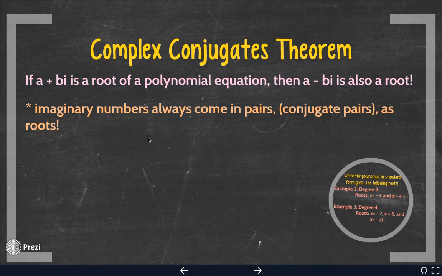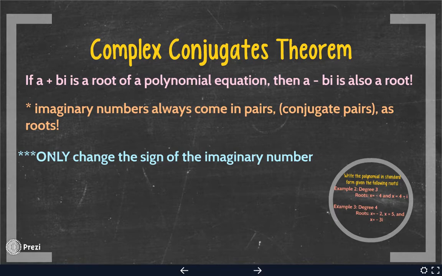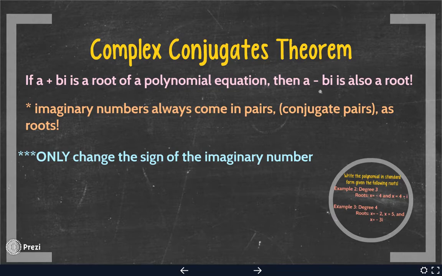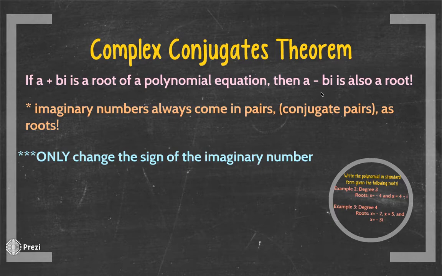Okay, so again, imaginary numbers always come in pairs, which are called conjugate pairs. The conjugate part means one of them is positive and one of them is negative. Now, be careful. You only change the sign of the imaginary number. If you look up here, the A didn't change. A stayed as positive A. The only part that changed was the I part. It went from positive BI to negative BI. So do not touch the real component of the complex root. Only the imaginary part changes from positive to negative.